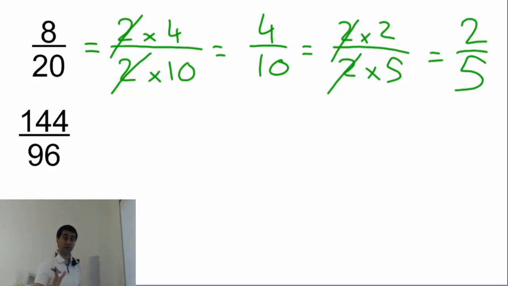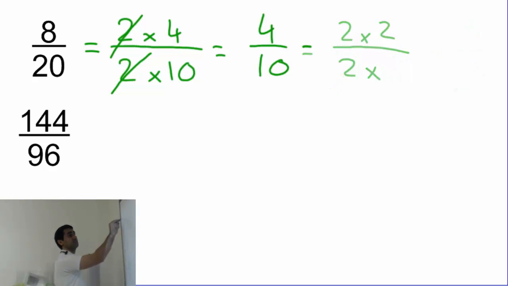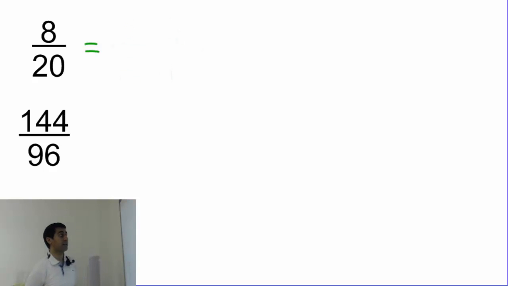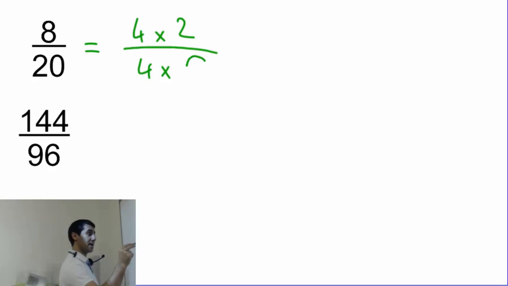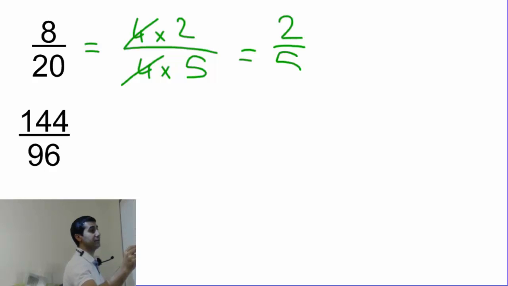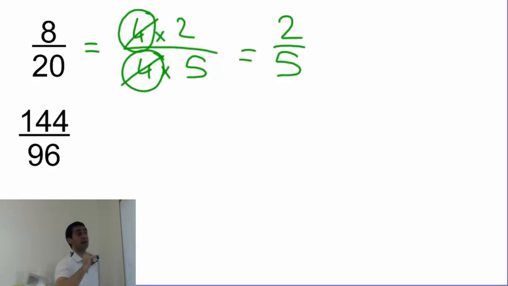Now, if you like, pause the video. Take a look at this. Okay. Now I'm going to do it differently. 8, I'm going to write that down as 4 times 2, and 20. Can I get that with 4 times something? Yes, 5. So the 4s will cancel out. I'm going to end up with 2 divided by 5. That's the same answer and it's a shorter version as well. So the bigger number you use to multiply, the easier the lowest term becomes available.